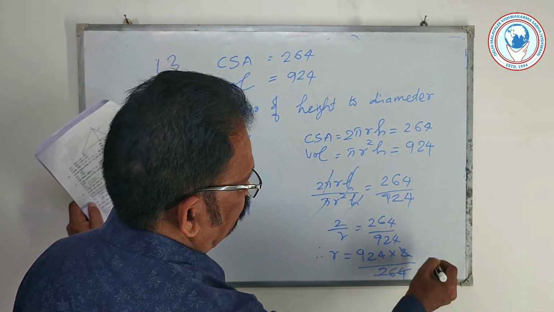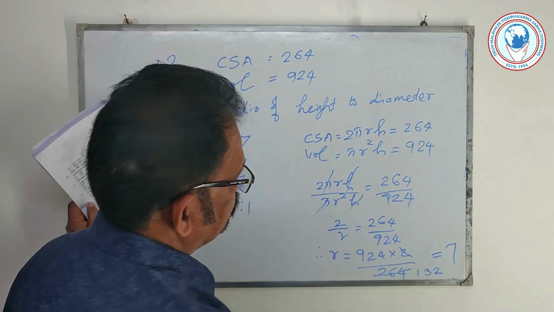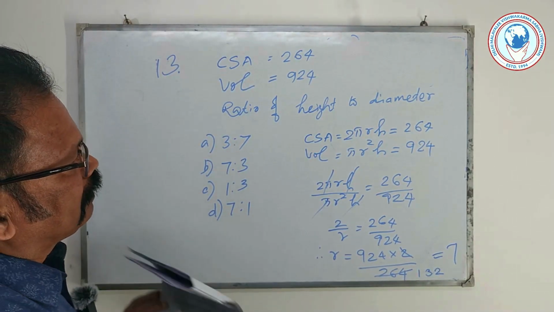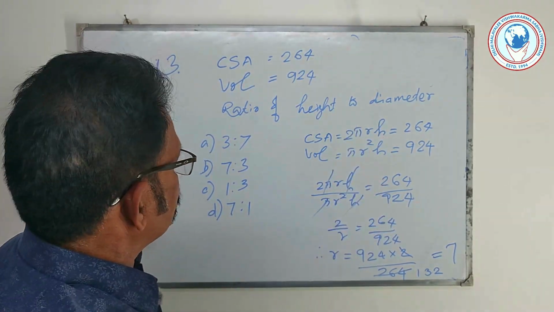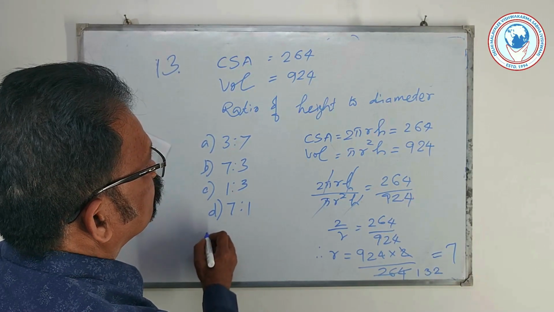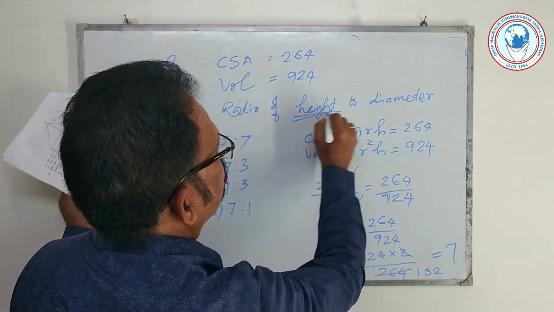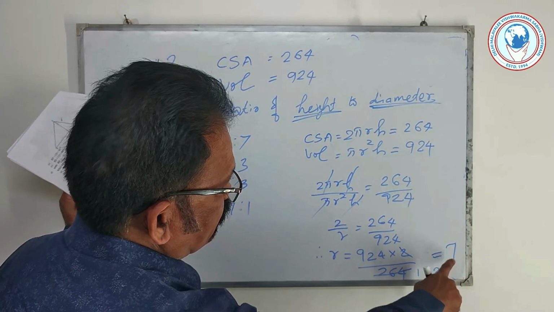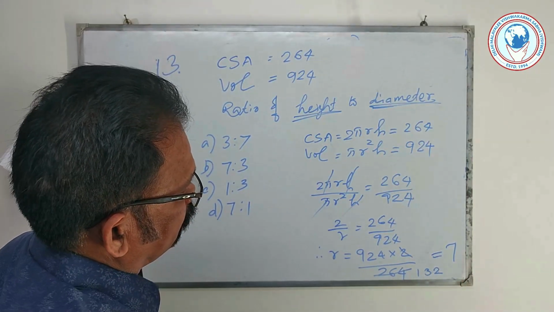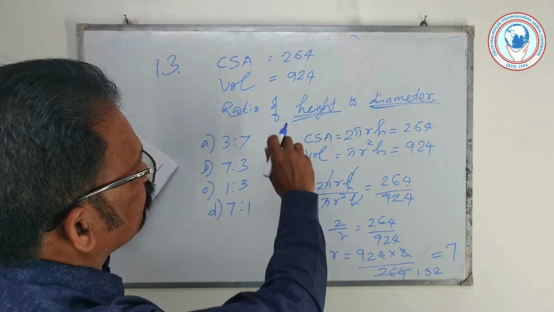9 times 24 divided by 132 is equal to 7. Radius is equal to 7. So we substitute this one. We want height and diameter. If radius is equal to 7, we can write diameter. Now to find the height also.